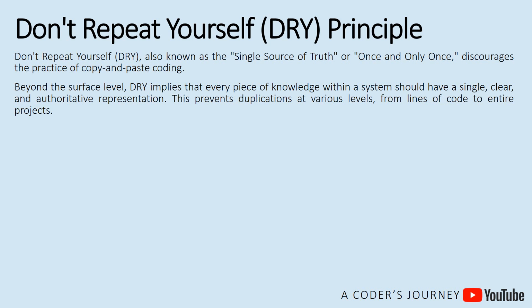If you want to make use of that logic, you shouldn't implement it again somewhere else, right? You should call that method that you have implemented. So your logic should once and only once be implemented. There should be a single source of truth about that piece of logic, which in our case is validating the user email address, right? So this prevents duplication at various levels, from lines of code to entire projects.